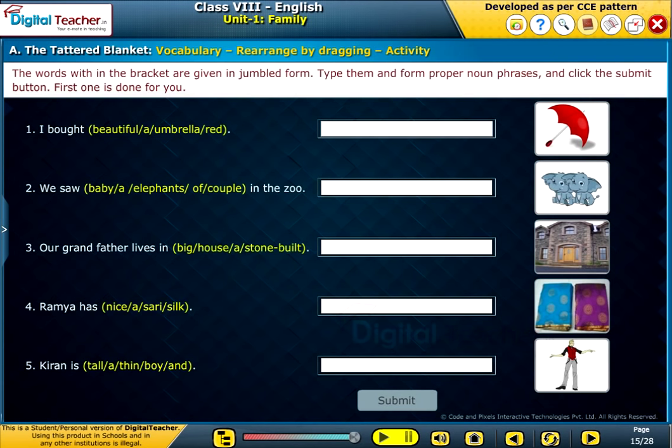The words within the bracket are given in jumbled form. Type them and form proper noun phrases. And click the submit button. First one is done for you.